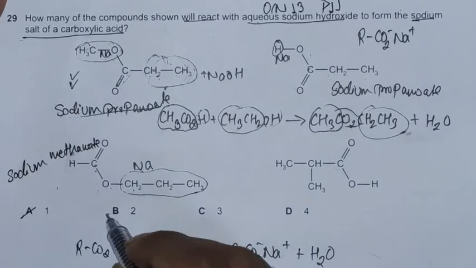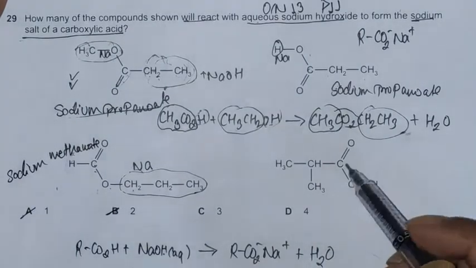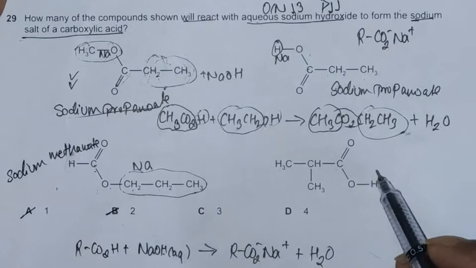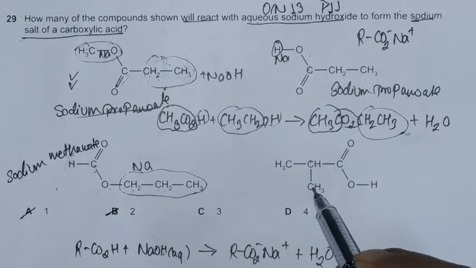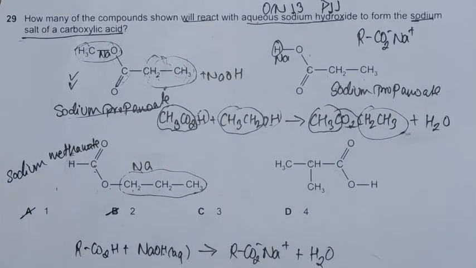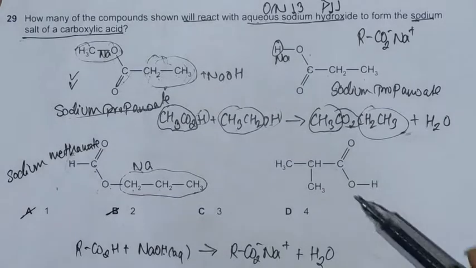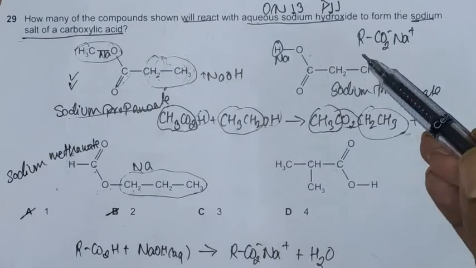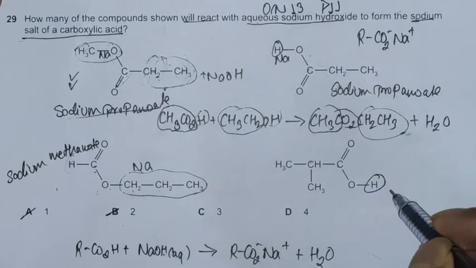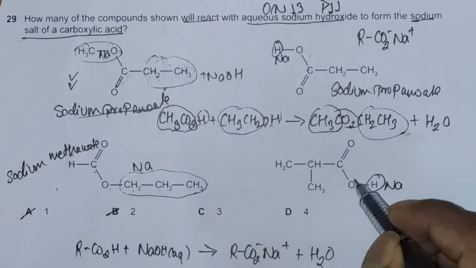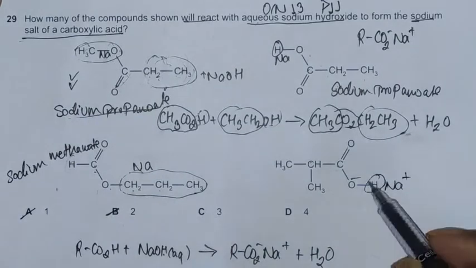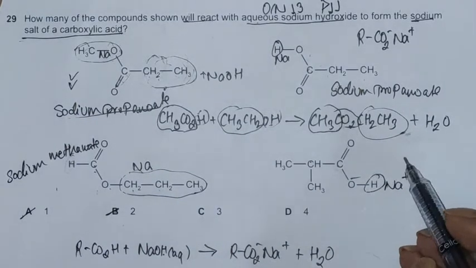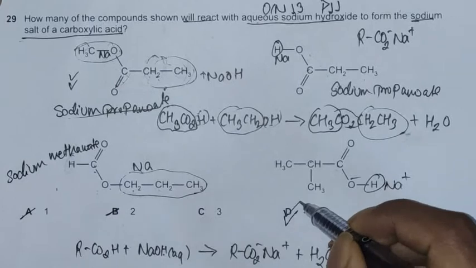We can rule out options A and B. What is this? This is also a carboxylic acid. We have one methyl group, but I don't think that should make any difference to our final deduction. This is a carboxylic acid, and as discussed, this H will be replaced by Na, giving O minus Na plus. This verifies that D is our correct answer.